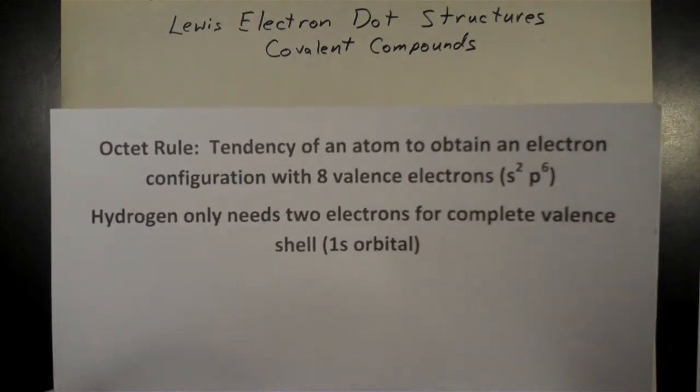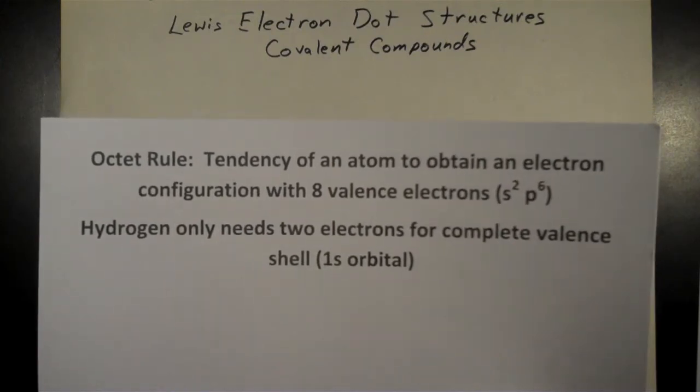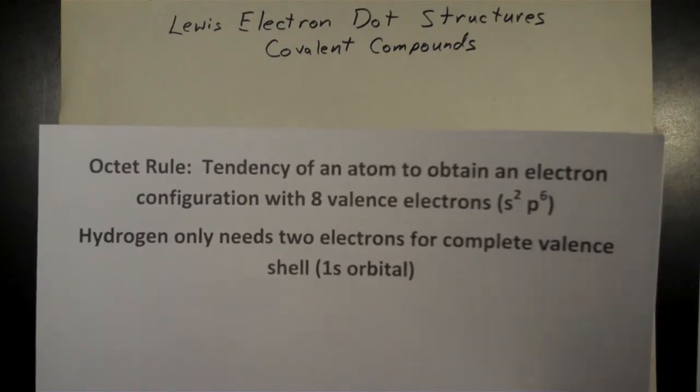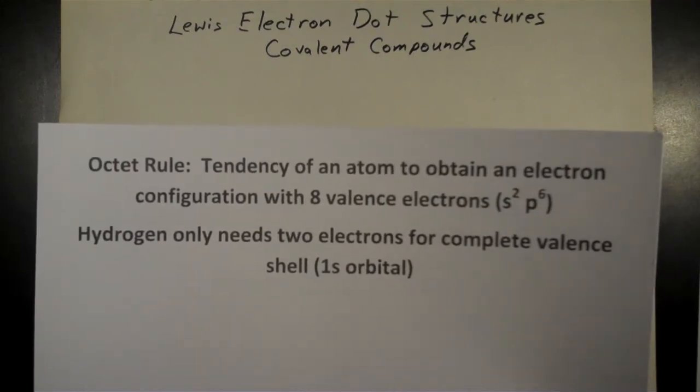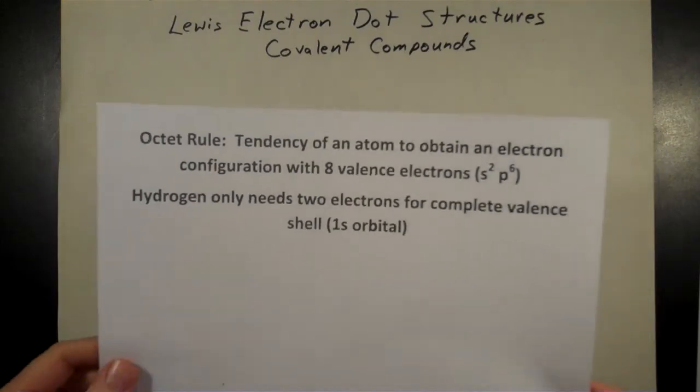For example, with the octet rule, that's the tendency of an atom to obtain an electron configuration with 8 valence electrons, 2 in the s and 6 in the p. And the only one that doesn't need to do this is hydrogen. Hydrogen just needs 2 electrons for a complete valence shell. That's just filling up that 1s orbital.